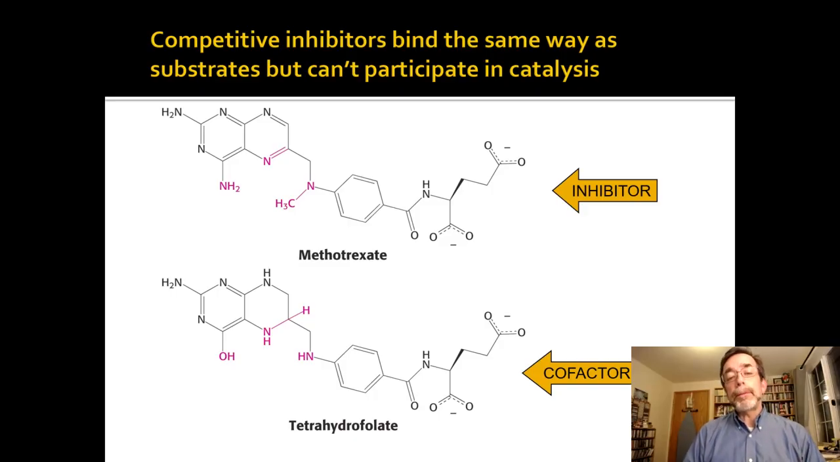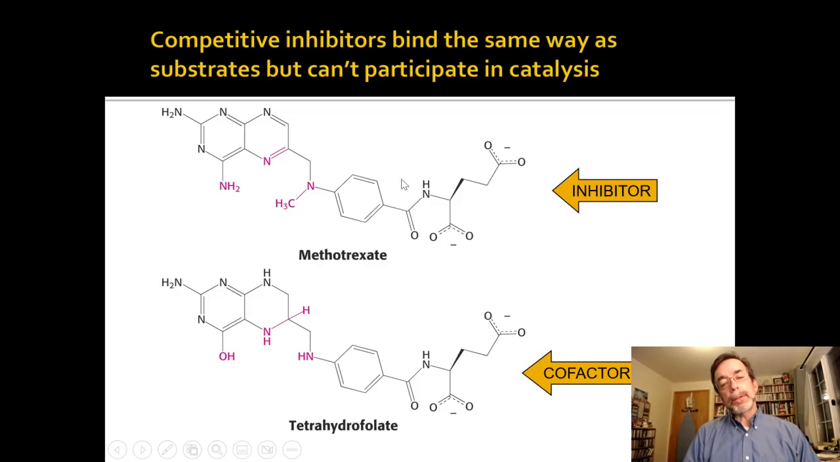But look for the differences. The differences are where the catalysis is going to take place. It turns out that methotrexate just has an ordinary little methyl group on that nitrogen there, that amine in sort of the middle. I think you can see my little pointer right there.